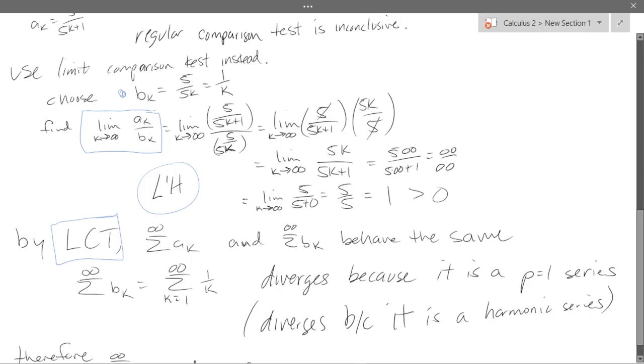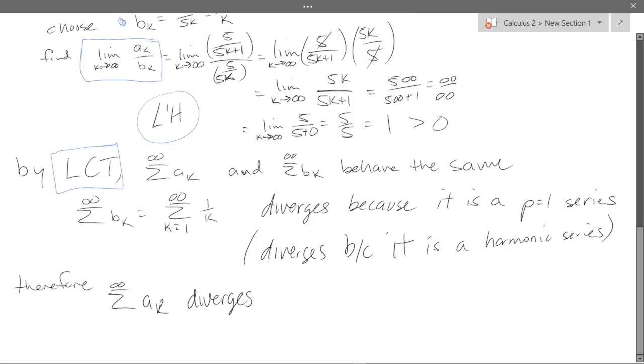Somewhere you have to tell me what you're going to compare to. And then you have to tell me why that series, right here, converges or diverges and why. So there's actually quite a few things you have to tell me. You have to compare it to something, and you have to tell me why that something converges or diverges.